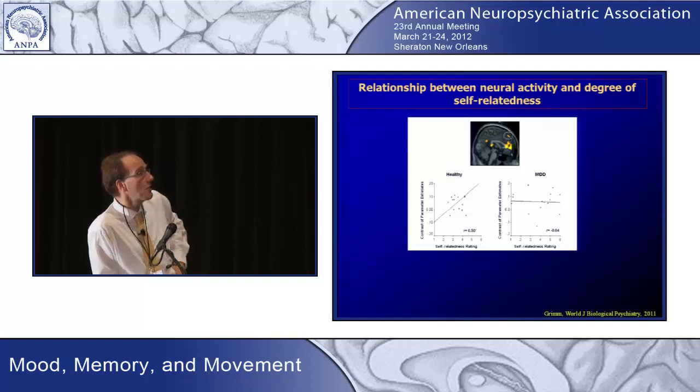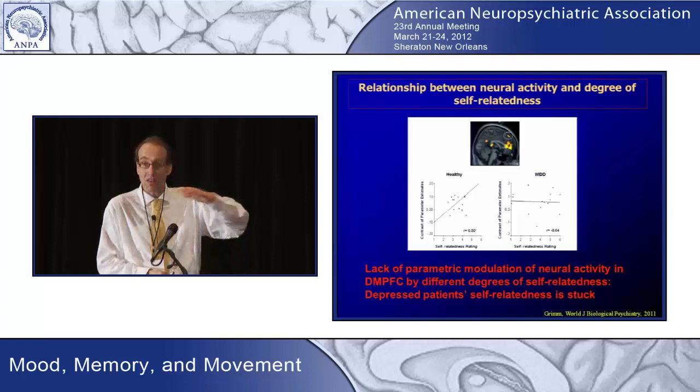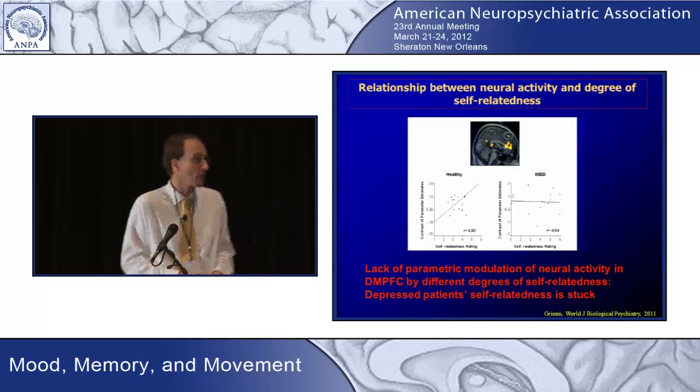And again, we correlated here the degree of self-relatedness with the degree of signal changes. And you see again here in healthy subjects a nice correlation, and here in depression, you don't see it. So you see a lack of parametric modulation of neural activity by the different degrees of self-relatedness. And indeed, as I said, they're really stuck. They're stuck in a rut, as Helen pointed out so nicely in her paper. They're really stuck in the high resting state activity, and there's no escape. It actually seems if the resting state activity is too low, it's not good either. Then you may also be stuck and prone to some kind of strange changes. That's probably the case in schizophrenia or even in vegetative state when you lose consciousness.